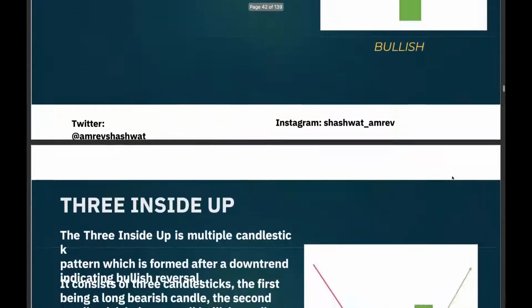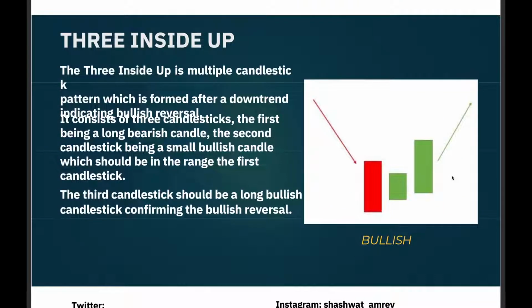Now, three inside up. Three inside up is a multiple candlestick pattern which is formed after a downtrend. So a downtrend is there, and you'll see a red candle, and then you will see two green candles. One is a very small green candle, and then the other one is a very big green candle. What this represents is three inside up, which means a bullish move.